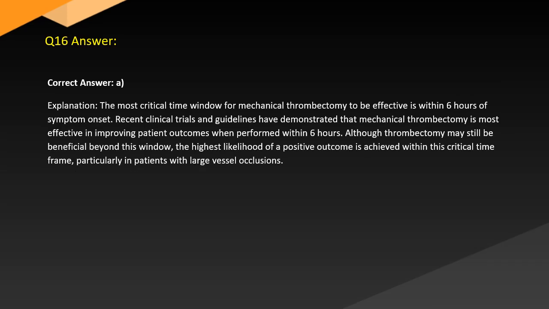Answer. Correct answer A. Explanation. The most critical time window for mechanical thrombectomy to be effective is within 6 hours of symptom onset. Recent clinical trials and guidelines have demonstrated that mechanical thrombectomy is most effective in improving patient outcomes when performed within 6 hours. Although thrombectomy may still be beneficial beyond this window, the highest likelihood of a positive outcome is achieved within this critical time, particularly in patients with large vessel occlusions.